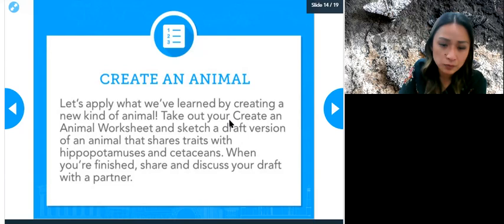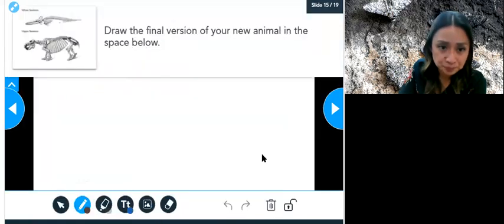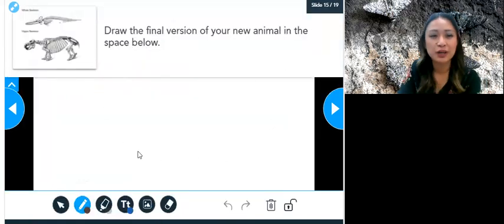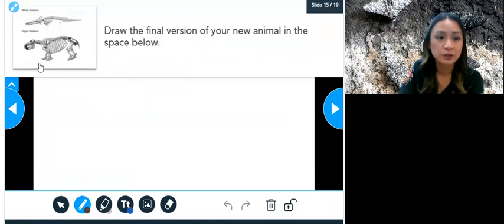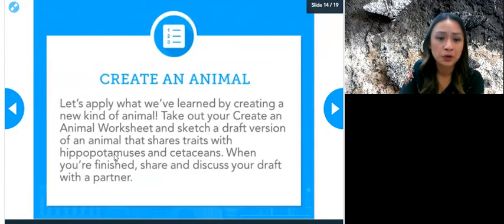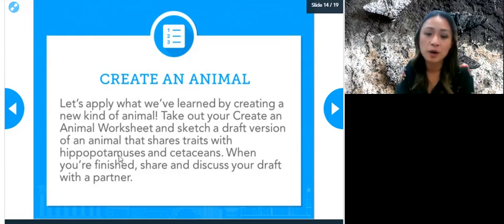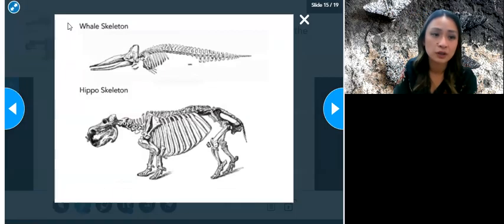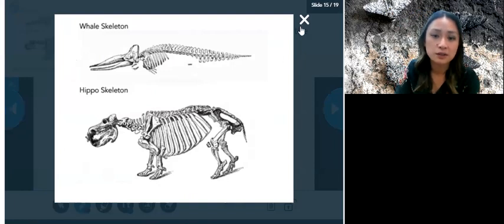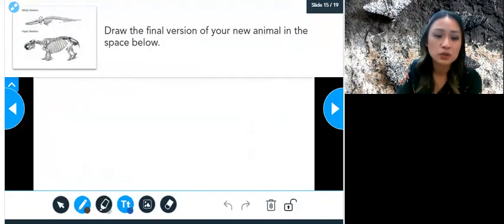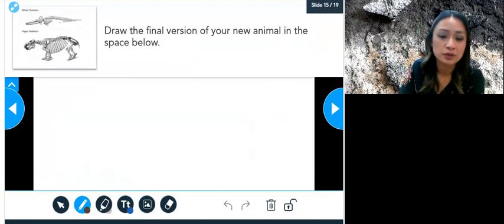So don't worry about the create an animal worksheet, but I do want you to sketch your image of the new animal below, right? And so you can pick here. And so you want to create an animal that has similar traits to hippopotamuses and cetaceans. And so here, if you click on this link, it shows you the whale skeleton and the hippo skeleton. Right, so you've got drawing tools here. You can add an image, erase, and when you're finished, be sure to turn that in.